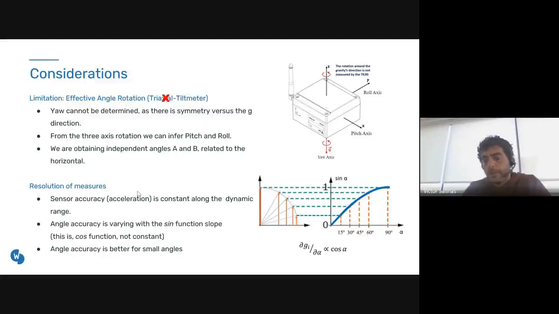Another consideration is the resolution of the measurements. MEMS accelerometers have a sensor accuracy which is constant along the whole dynamic range. It does not really matter whether you are reading small accelerations or bigger accelerations. But as we transform this reading into an angle or a tilt, we use the sine function, and in some way the accuracy of the angle varies as the slope of the sine, which is the cosine function. So we will be more accurate at small angles, measuring tilts, and less accurate when we are near 90 degrees.